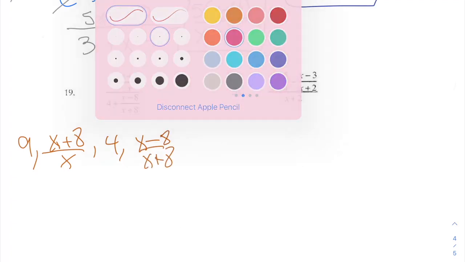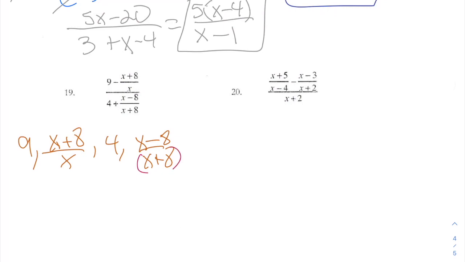So again, remember, this is a factor. You can't just say, well, that's just an x with an 8 added to it. No, it's not. It's x plus 8. It's a whole new factor. So you have 9 over 1, we have 4 over 1, we have x, and we have x plus 8. So in a count of 3, tell me what the common denominator is. 1, 2, 3. x times x plus 8.